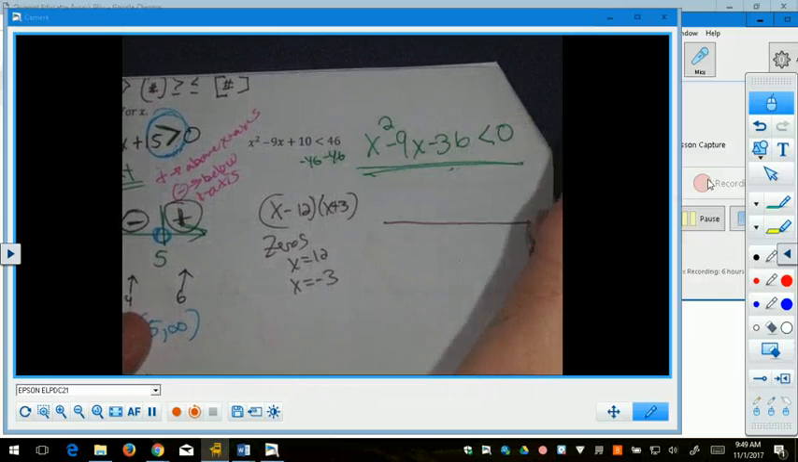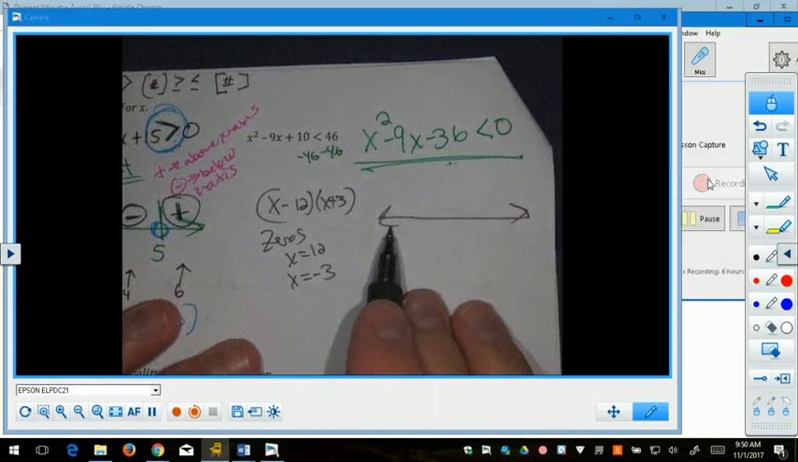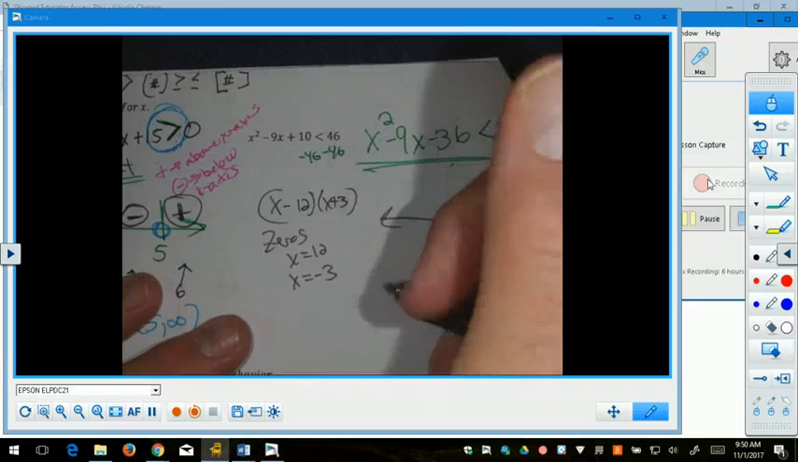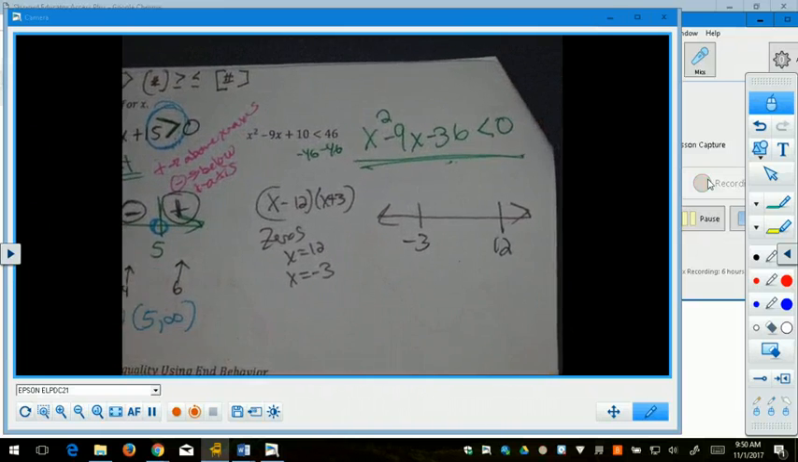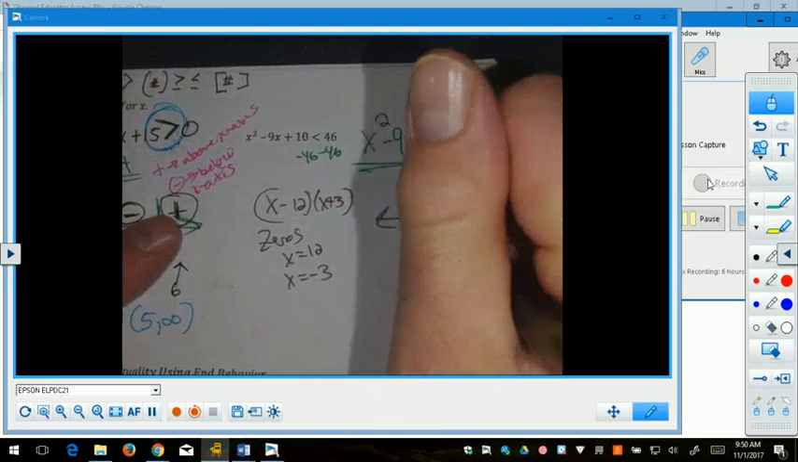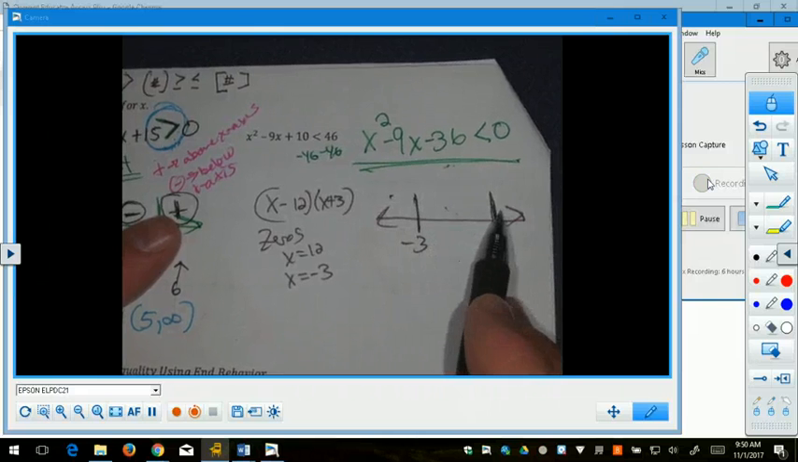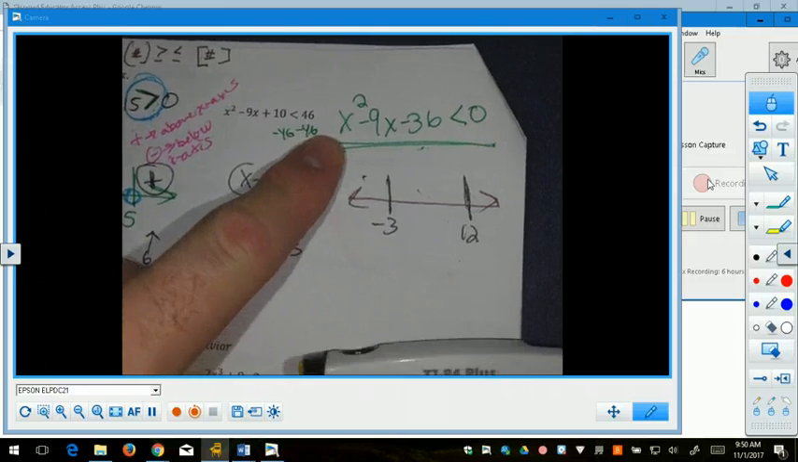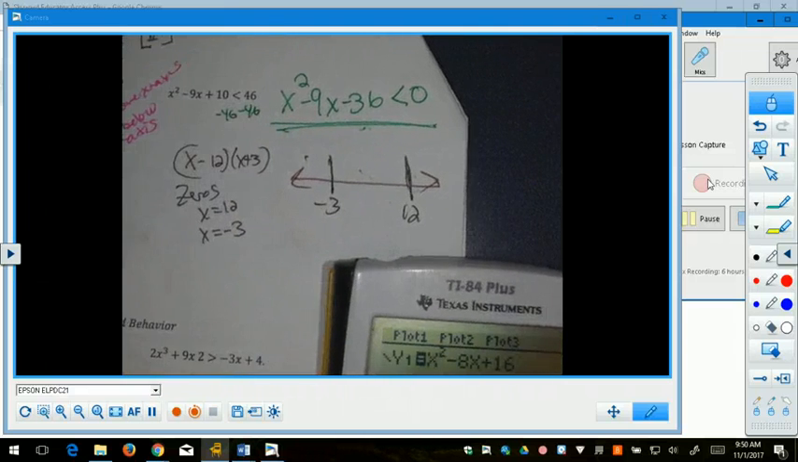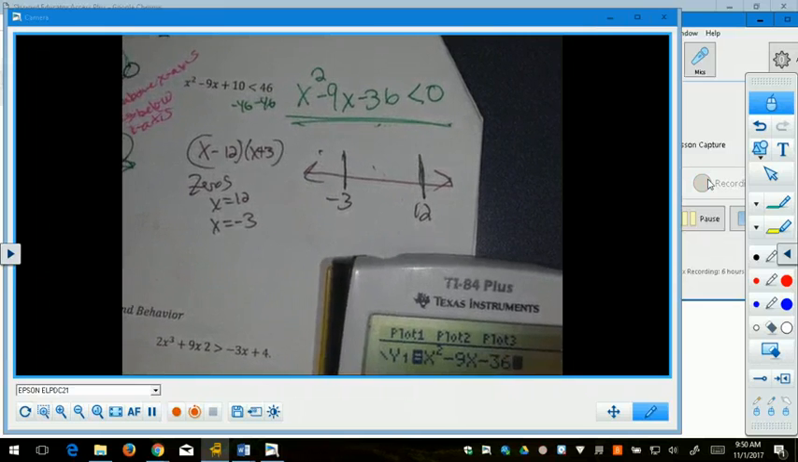And so on my sign chart, and it's supposed to be an underline, I'm not that picky as long as you have it correct from left to right. Negative 3 is going to be somewhere over here, and 12 is going to be somewhere over here. Because I have 2 zeros, I need to have 3 signs: a sign here, a sign between them, and a sign to the right. And so I'm going to plug this function in. I already know the behavior of this function, but we'll talk about that again in a second. So this is x squared minus 9x minus 36.